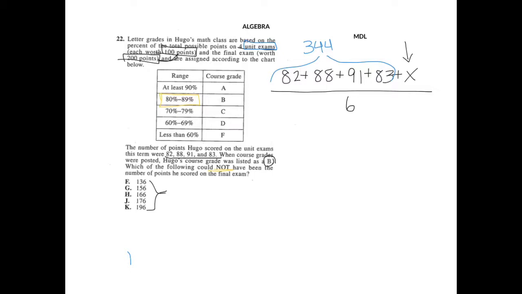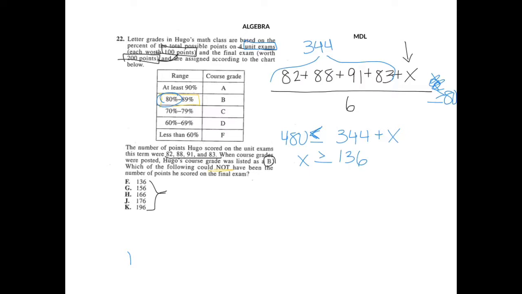But then, what we can do here is say that all of this is going to be greater than or equal to 80, because that's the lowest of our range for B. So once we multiply 80 by 6, we get 480 is less than or equal to 344 plus x. So then we get x is greater than or equal to 136.